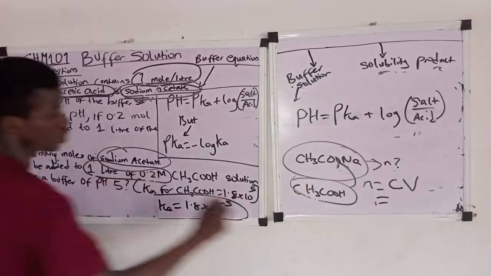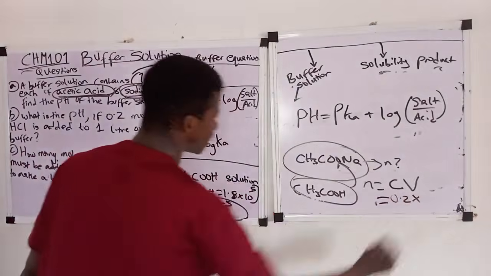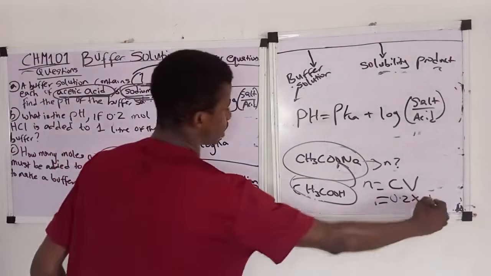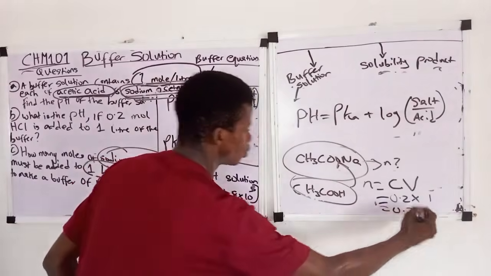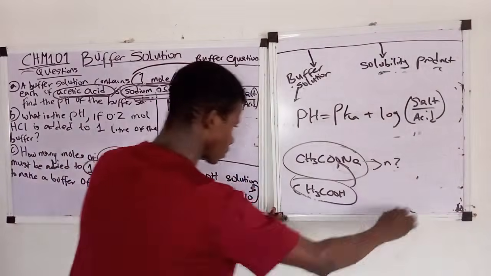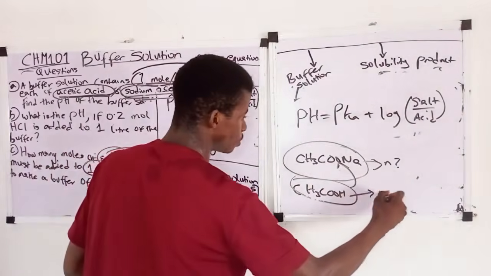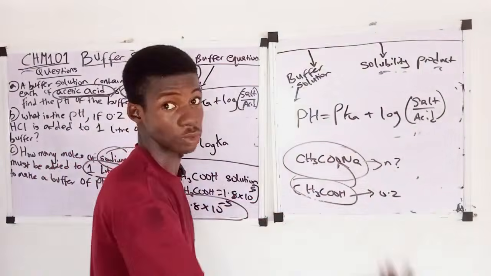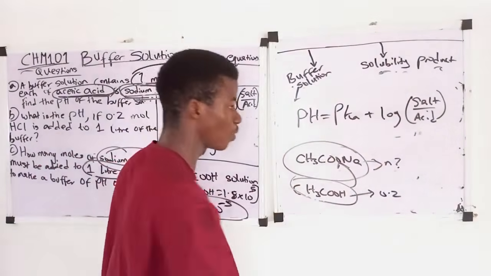The concentration of the acid is 0.2, times the volume of the acid, which is 1. So therefore the mole is 0.2. Therefore, the acid has a mole of 0.2, right? The salt part of the acid, we don't know the mole. That's what they told us to look for, right?